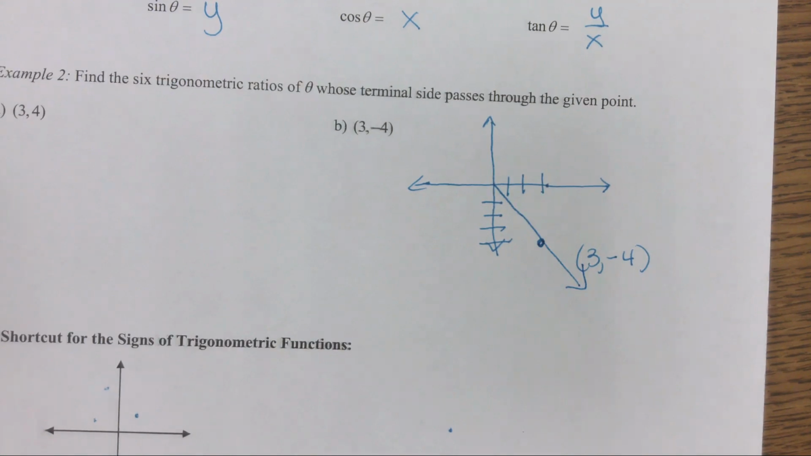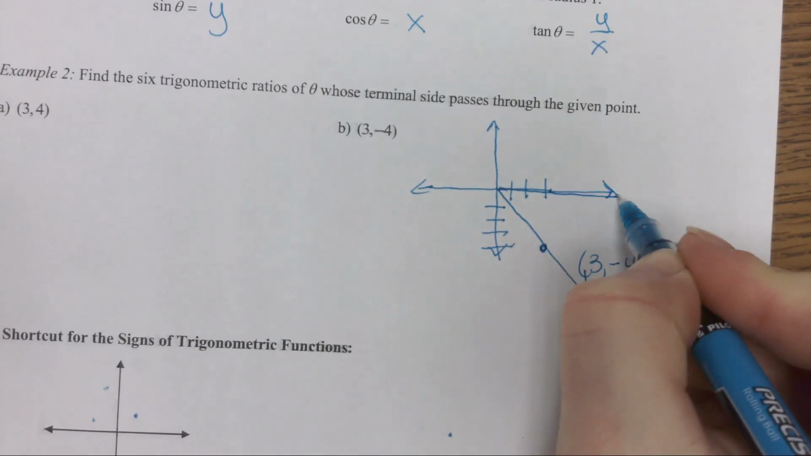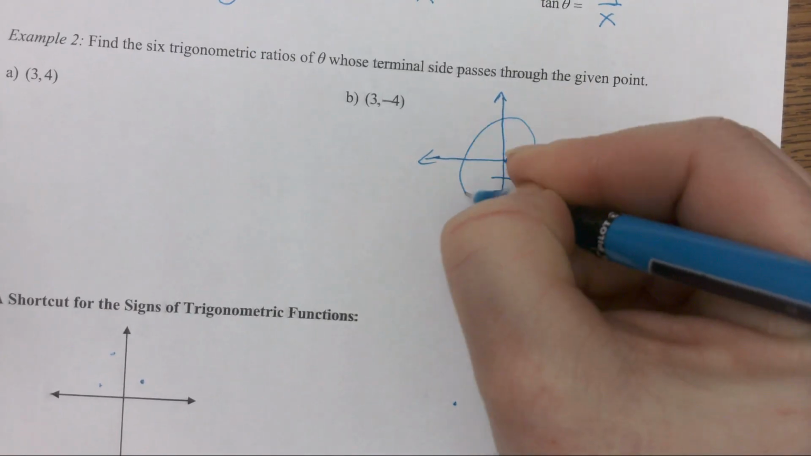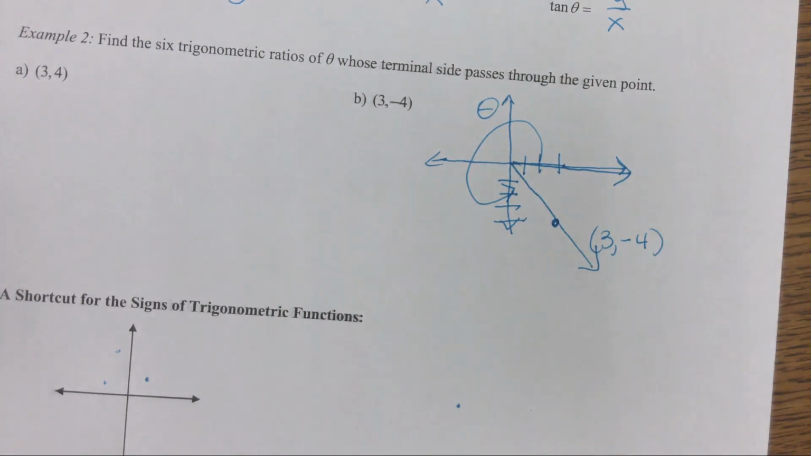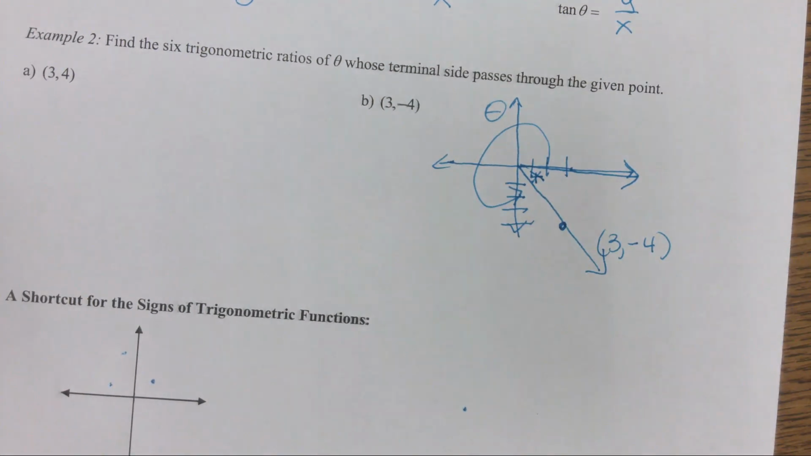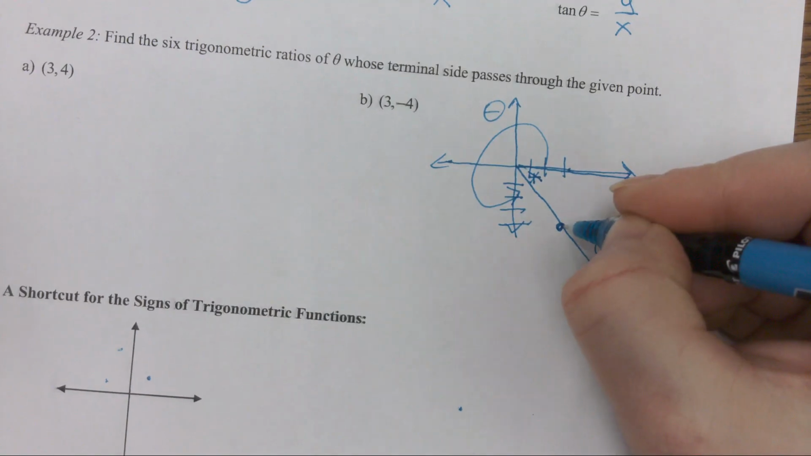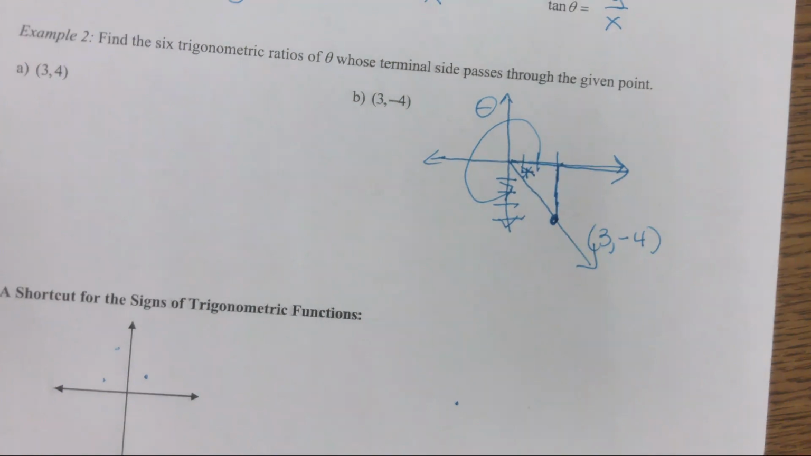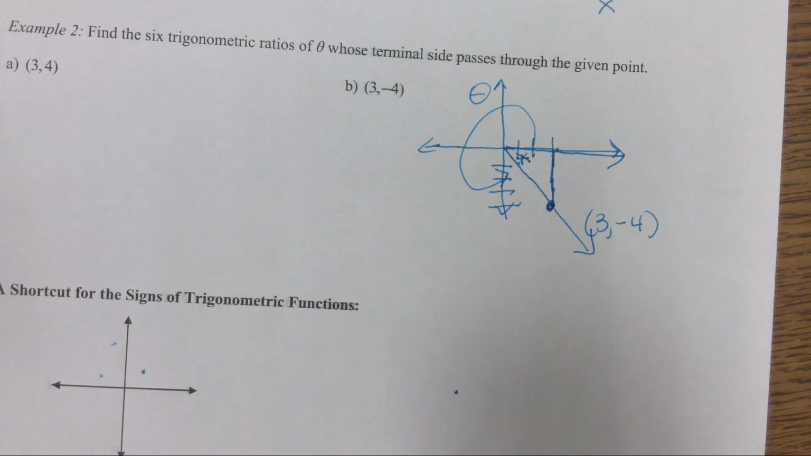So this is the initial side. This is the terminal side. Technically, theta is this angle. It's a big angle, isn't it? For our purposes, we're going to use a reference angle. So where is that angle? We're going to use the angle made with the x-axis for our triangle. Now we're going to draw our reference triangle. Would you take your point and bring it up to the x-axis? Do you see the reference triangle here?